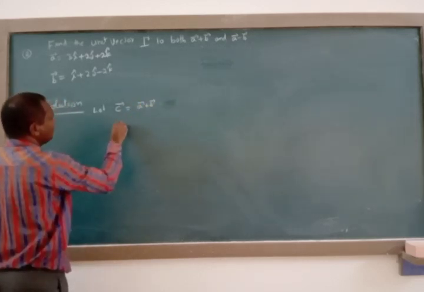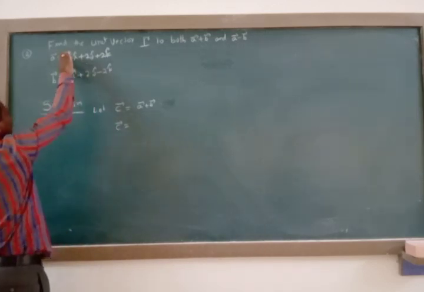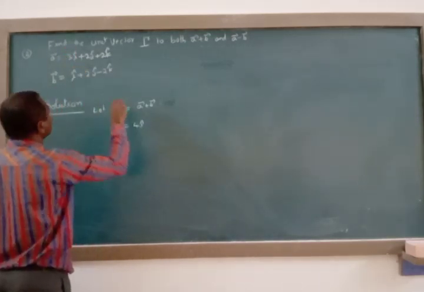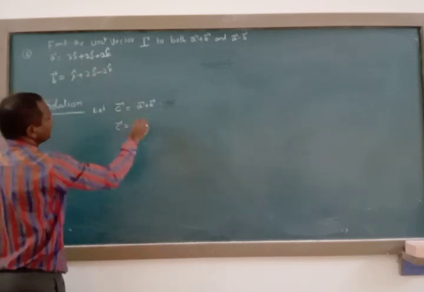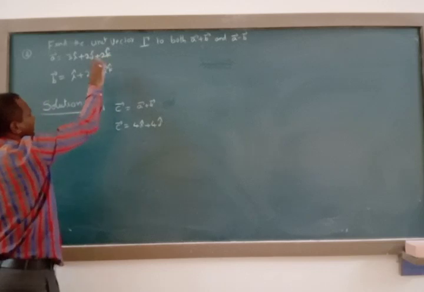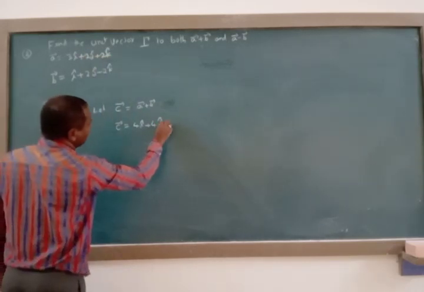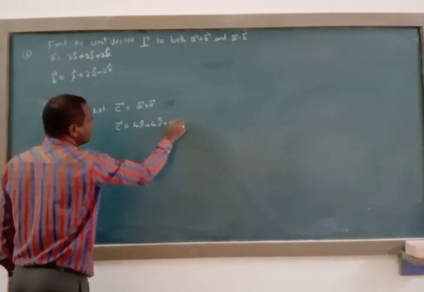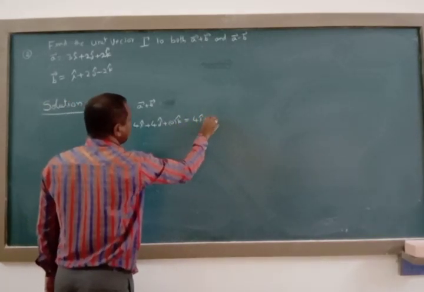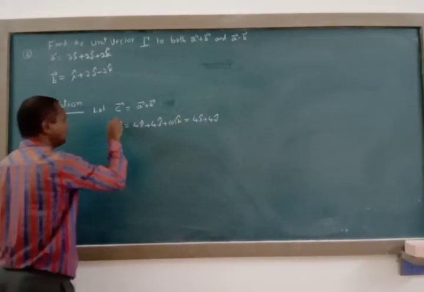That is, c bar is equal to the sum of these two vectors: 3i plus i is 4i cap, 2j plus 2j is 4j cap, plus 2k minus 2k is 0 of k cap. Otherwise, leave it. You can write it as 4i cap plus 4j cap. One vector we got here.